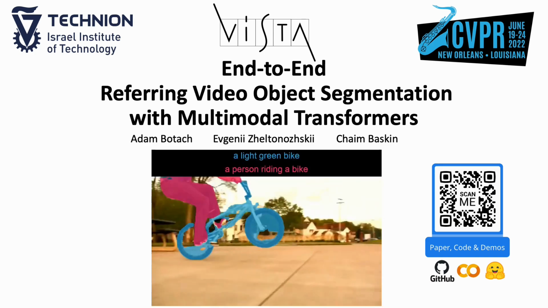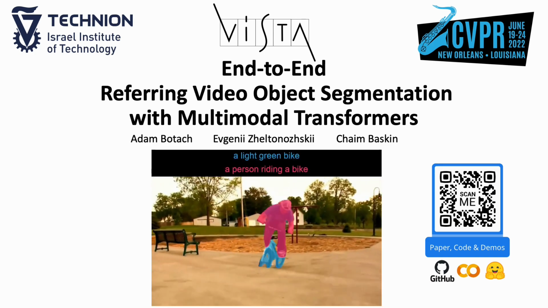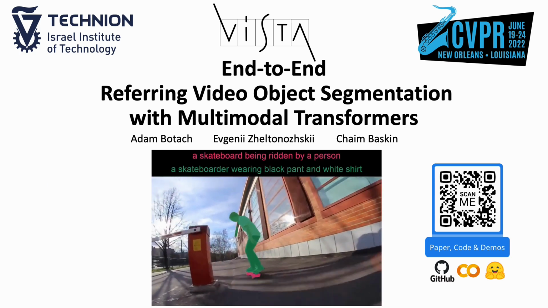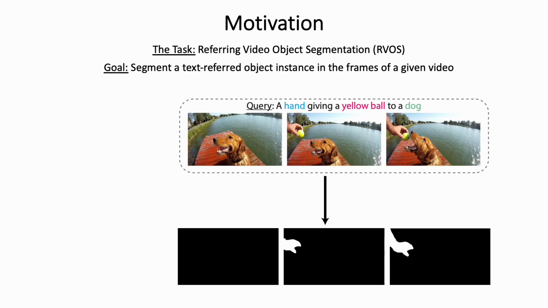In this video, I'm going to present my master's thesis paper, End-to-End Referring Video Object Segmentation with Multimodal Transformers. We are interested in solving the Referring Video Object Segmentation task, or RVS. The goal of the task is to segment a text-referred object instance in the frames of a given video.